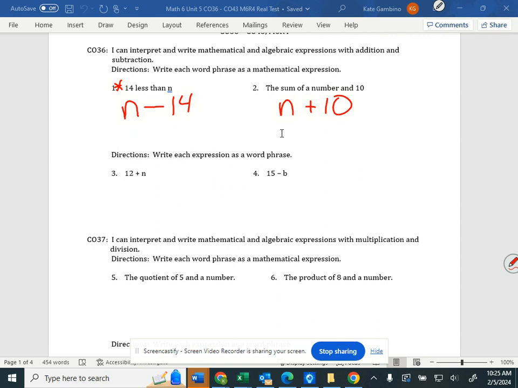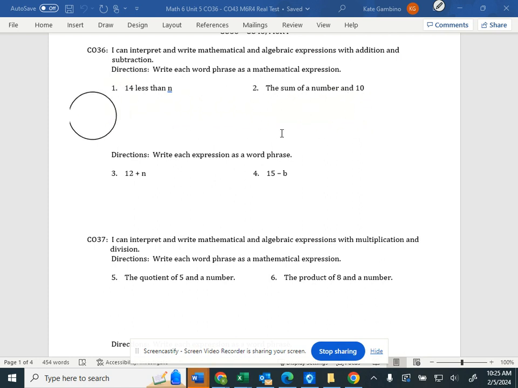Yep, and n plus 10, 10 plus n. When you add, you can put them either way. You didn't get it marked wrong, did you? Yeah, because when adding, it can go either way. So I accepted it either way. It's the subtracting that causes an issue. Any other questions on the adding and subtracting?